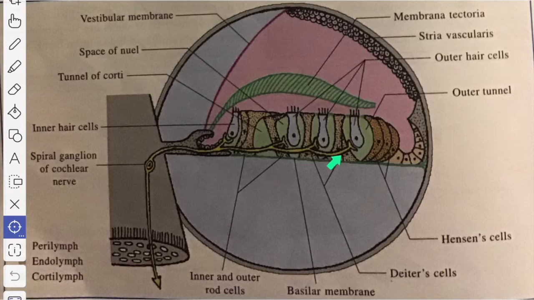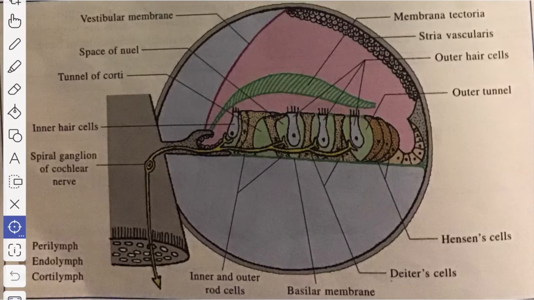Next we'll see about the supporting cells of Deiters. These intervene between the rows of the outer hair cells, and they are fixed by their bases to the basilar membrane. They form a cap-like investment around the bases of the hair cells and extend as the phalangeal processes between the hair cells to form the reticular lamina.